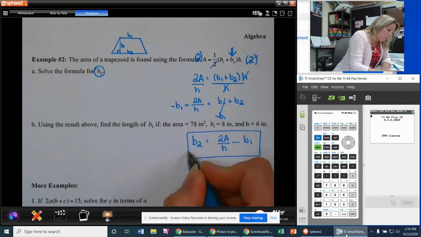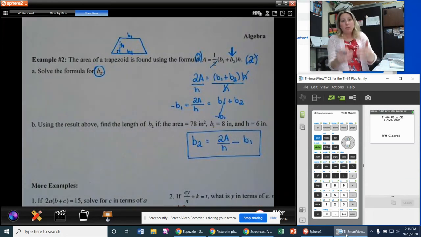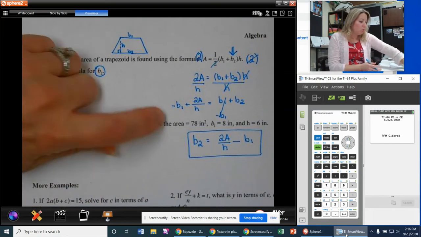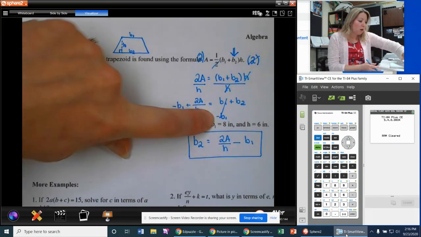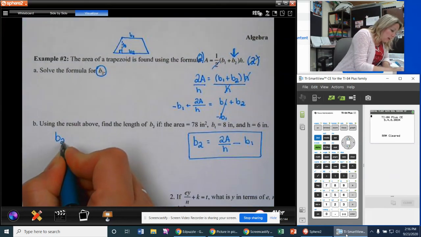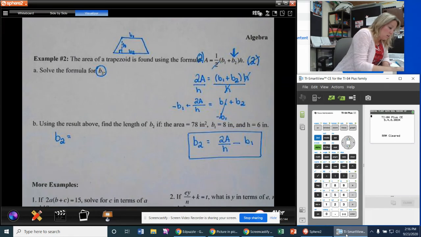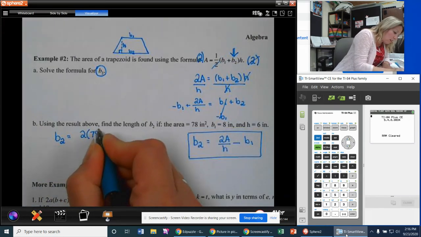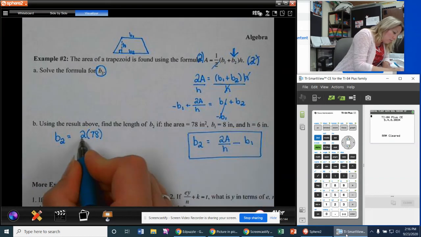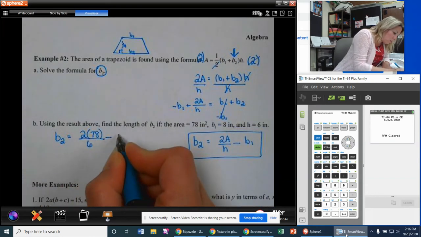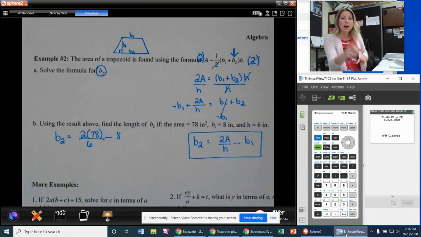That's the relationship. And I'm okay with having brought it down to this line because you can find the length of b2 if you know the area, you know the b1, and you know the height. So actually, take what you just did and plug those in. 2 times the area is 78, the height is 6, and the b1 is 8. So that is what we are going to then plug into our graphing calculator.